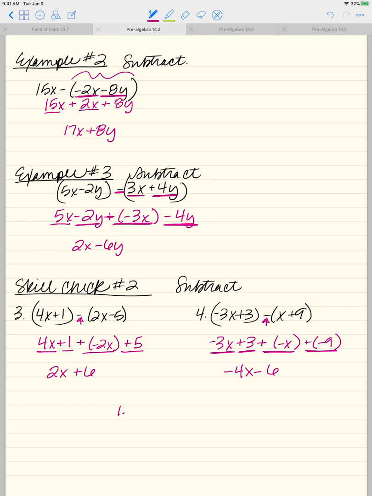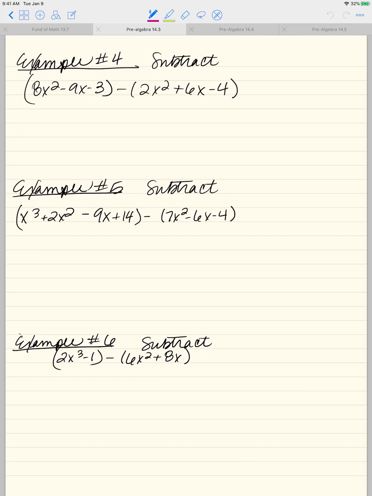If you're going to practice with number 1 in that skill check box, the answer is 6x minus 3. And number 2, the answer is 3x minus 8. Okay, continuing on with some examples.